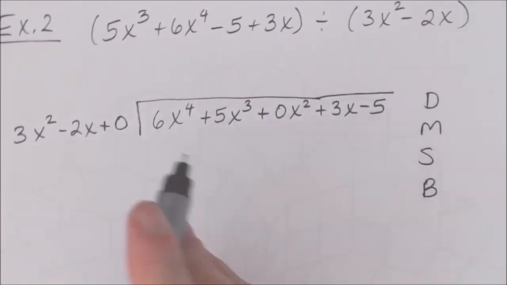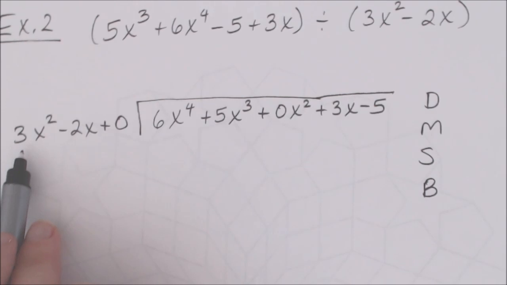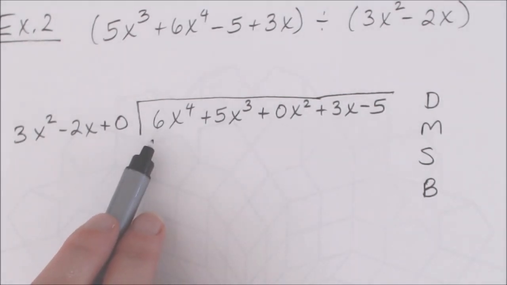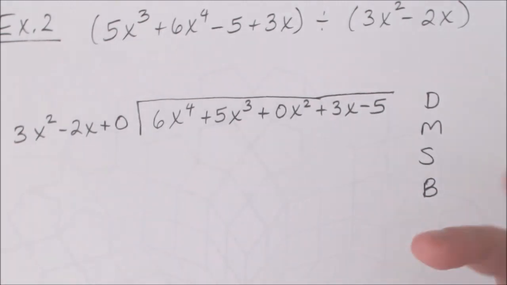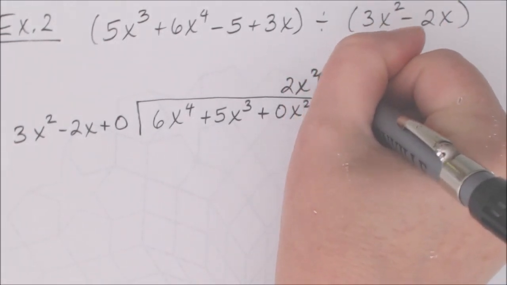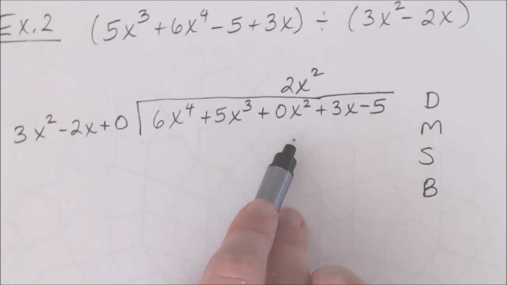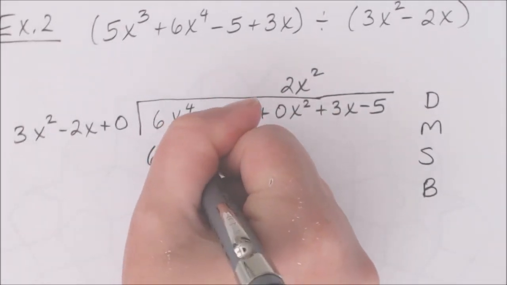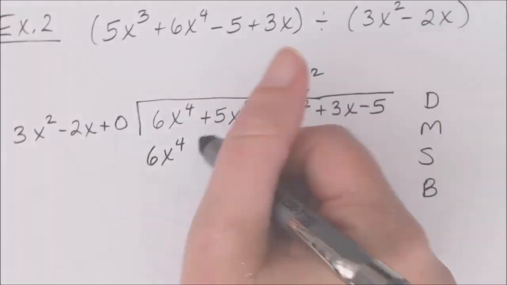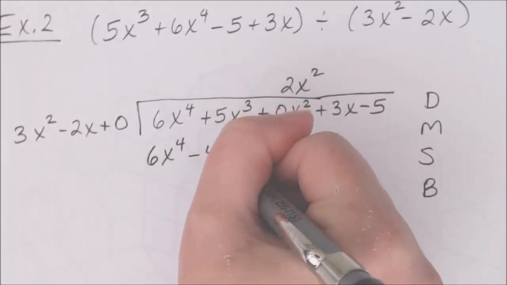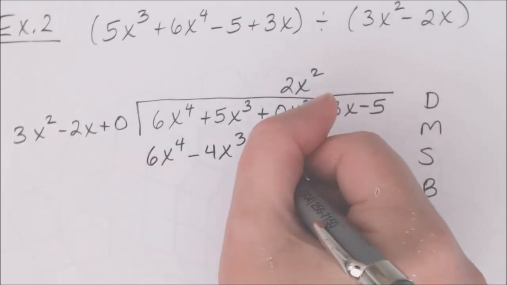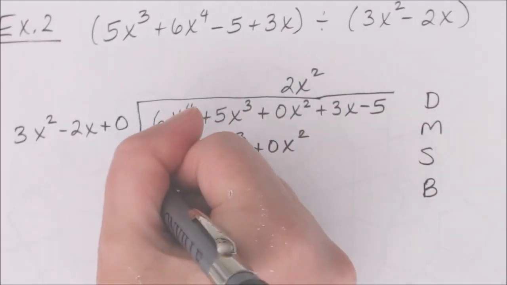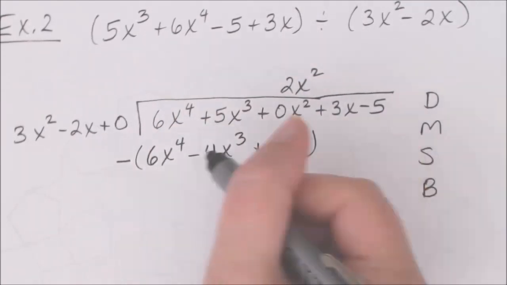So start with the division part. We only have to look at that first term. 3x squared times what would give us 6x to the fourth, and that would be 2x squared. And so I'm going to write that above the x squared term. Remember, I like to keep those lined up. So 2x squared times 3x squared is 6x to the fourth. 2x squared times negative 2x is negative 4x cubed. 2x squared times 0 is 0x squared. We're going to subtract, and remember to use parentheses here.